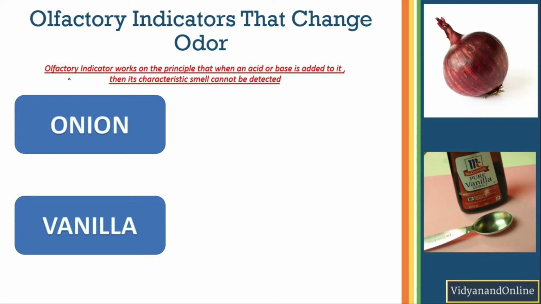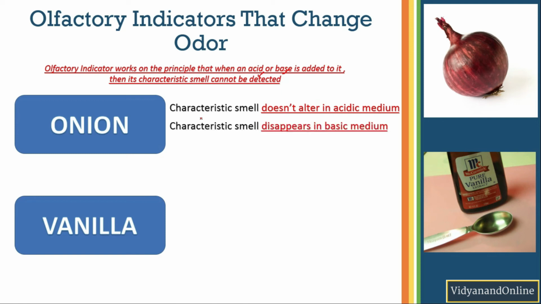First of all, let us talk about the principle of olfactory indicators. Olfactory indicators work on the principle that when an acid or a base is added to it, its characteristic smell may or may not be detected. Talking about onion, its pungent smell is not at all altered in acidic medium. If you put the onion into an acidic medium, its smell will remain the same, it won't disappear. But in a basic medium, suppose you have put it into sodium hydroxide solution, which is a basic solution, then its pungent smell will disappear.